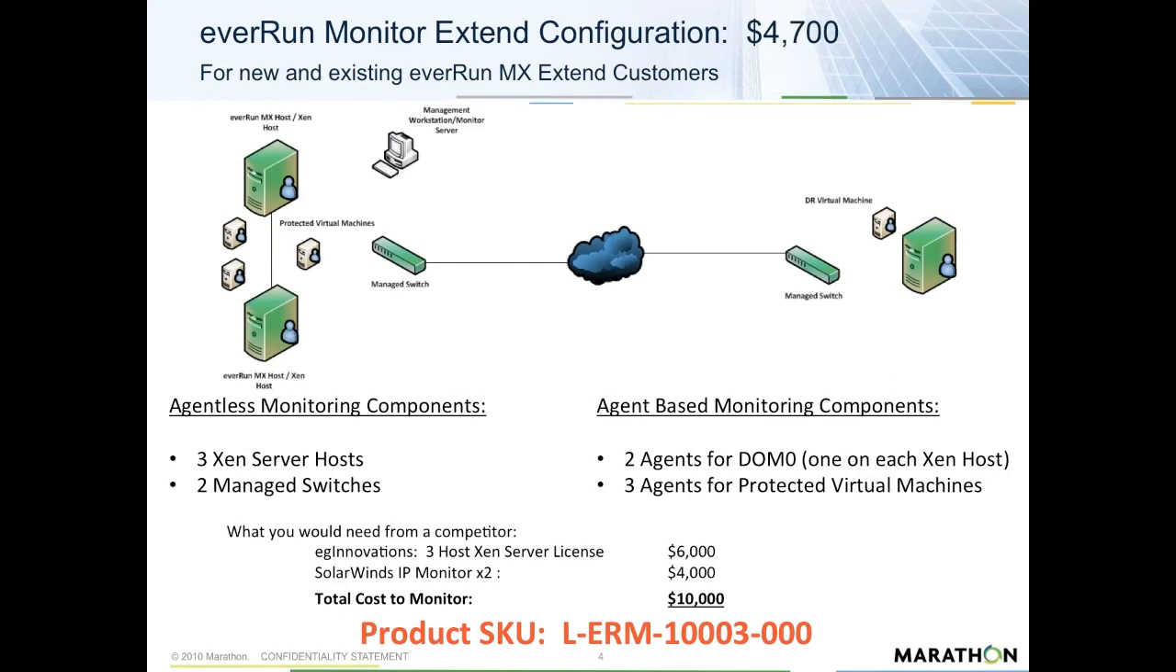And then we've got the same thing for everRun Monitor for Extend configurations. And again, guys, if you think about Extend and what it does, we're talking about asynchronously replicating over to a second Windows instance from a protected virtual machine. And we're going to give you 3 Zen server hosts, assuming that you want to put Zen server on the DR side, 2 managed switches, 2 agents for DOM0, and then 3 agents for your protected virtual machines.